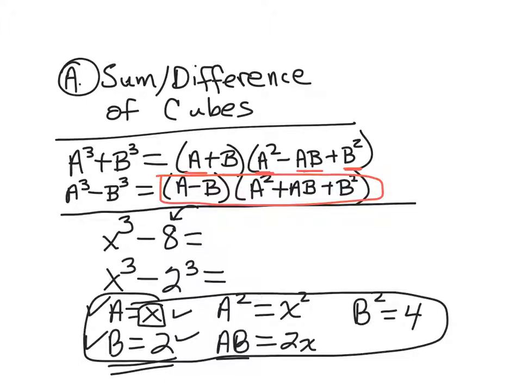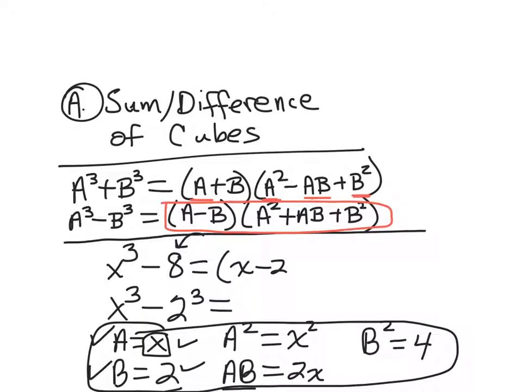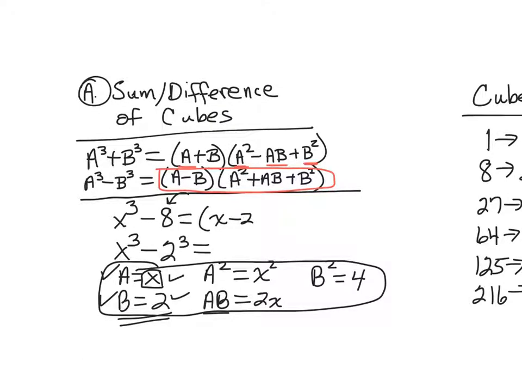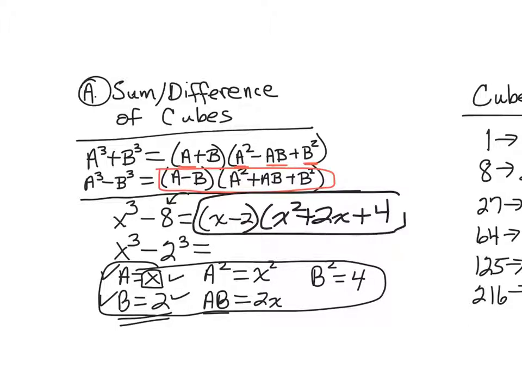So let's do that. So what's it equal to? A minus b is going to be x minus 2. And a squared plus ab plus b squared is going to be x squared plus 2x plus 4. And that is my answer.